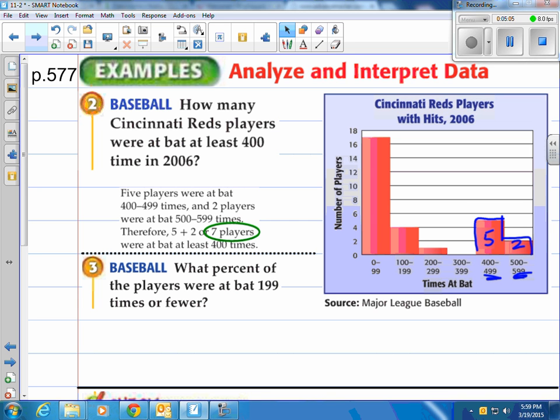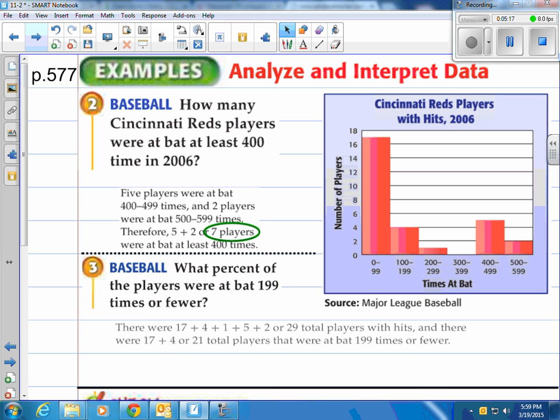All right, how about number 3? It says, what percent of the players were at bat 199 times or fewer? All right, let me start over again here. 199 times or fewer. Well, you add all these up now: we've got 17 here, 4 here, 1 here, 5 here, and 2 here. So we've got 29 total.